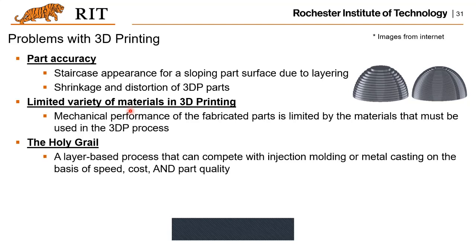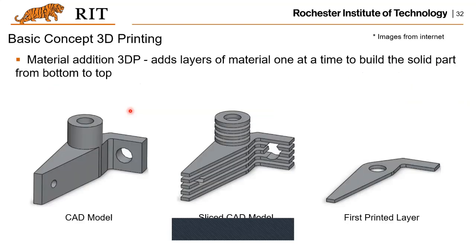But researchers and people are looking at this and trying to make some breakthroughs, right? So the basic concept of 3D printing, as I mentioned previously, is that you want to add layers of material one at a time to build the solid part from bottom to up. This is the general concept for 3D printing. It may not be true for those emerging ones, the new ones, which may not have this kind of layer-based process, right? But here we talk about the general cases and the original cases.